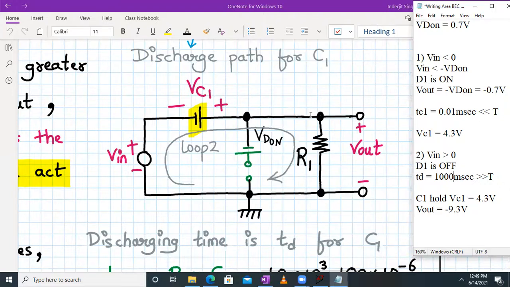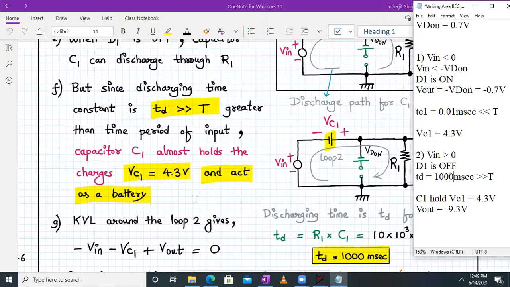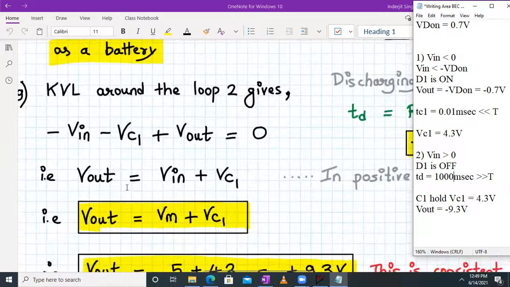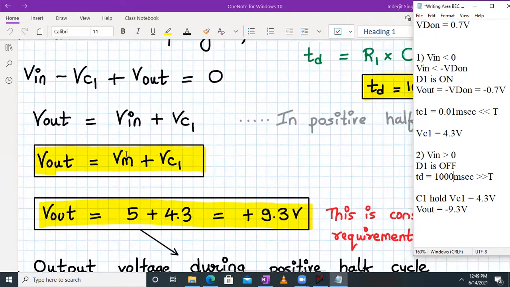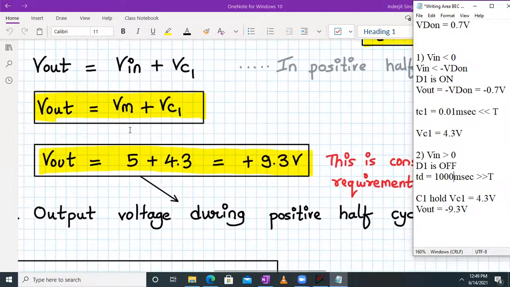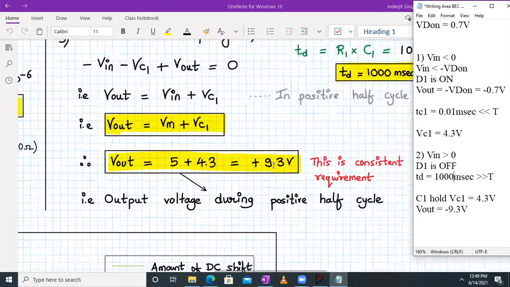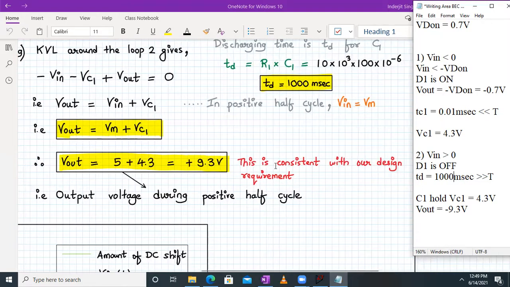Now if we apply KVL across the circuit to calculate Vout, we get minus Vin minus VC1 plus Vout equal to 0. So our Vout becomes Vin plus VC1. In the positive half cycle, your Vin is Vm, so Vout will be Vm plus VC1. Here Vm is 5 volts and VC1 is 4.3, so the output voltage during the positive half cycle will be 9.3 volts.